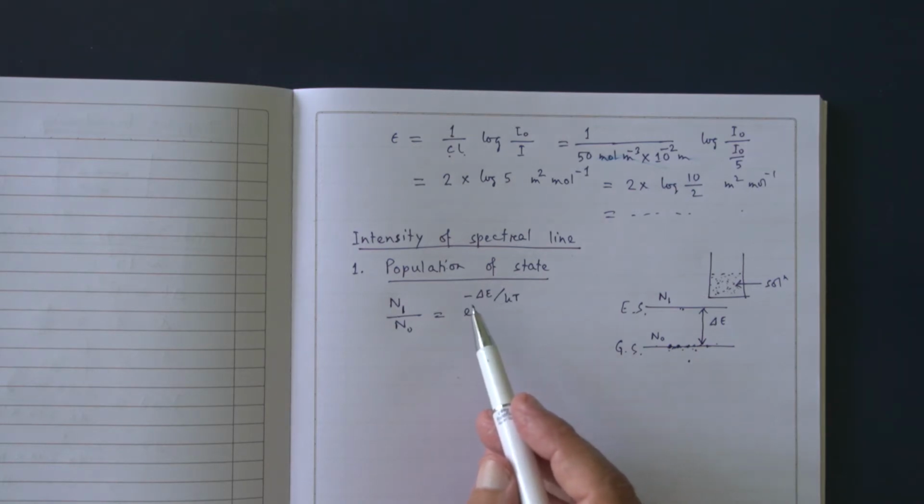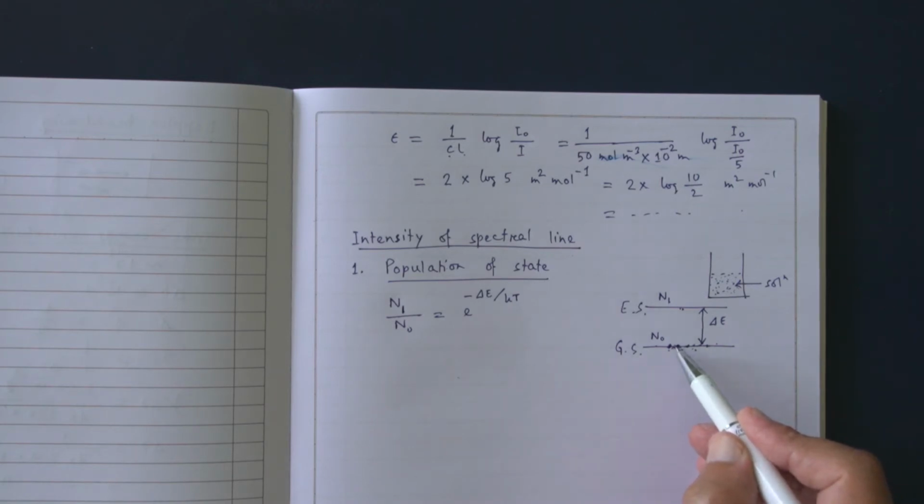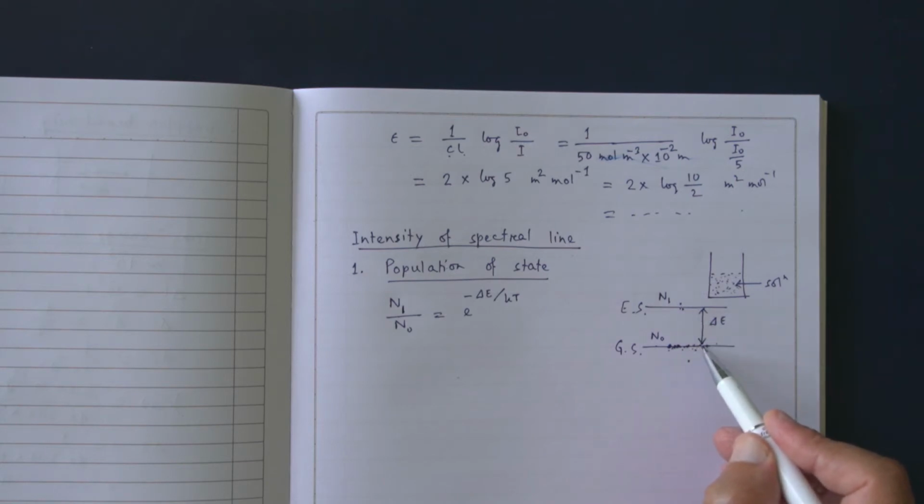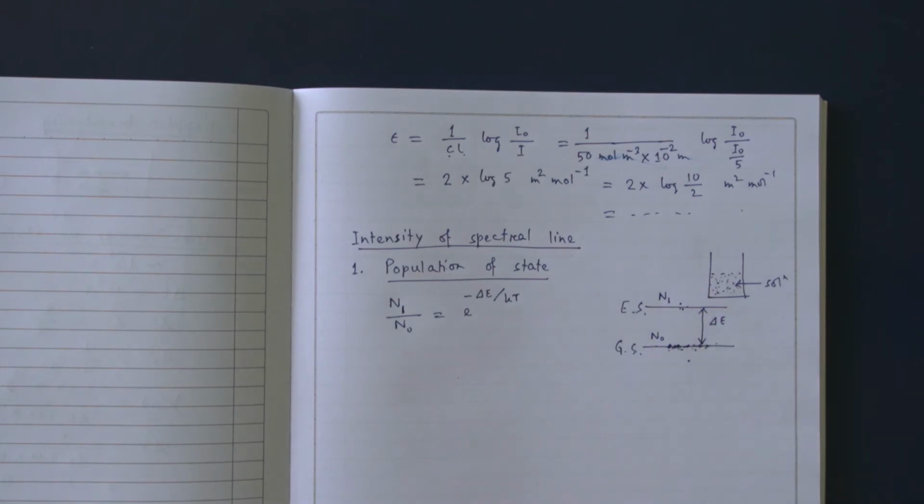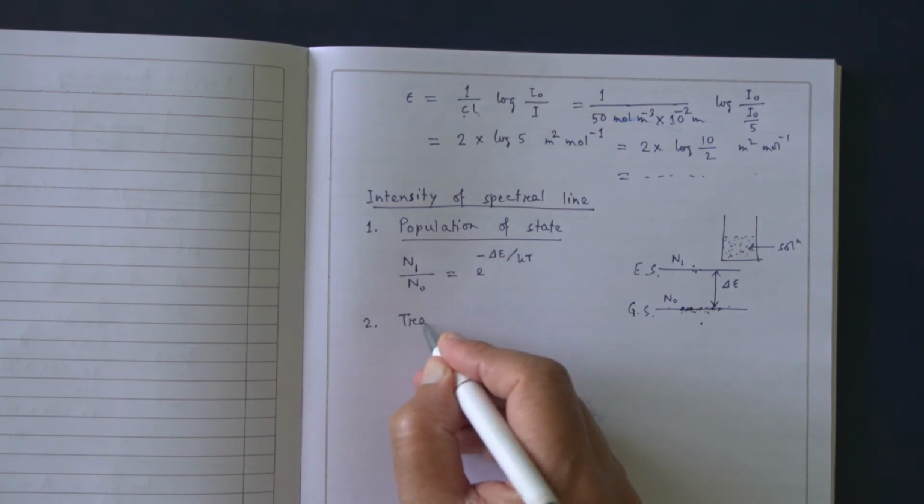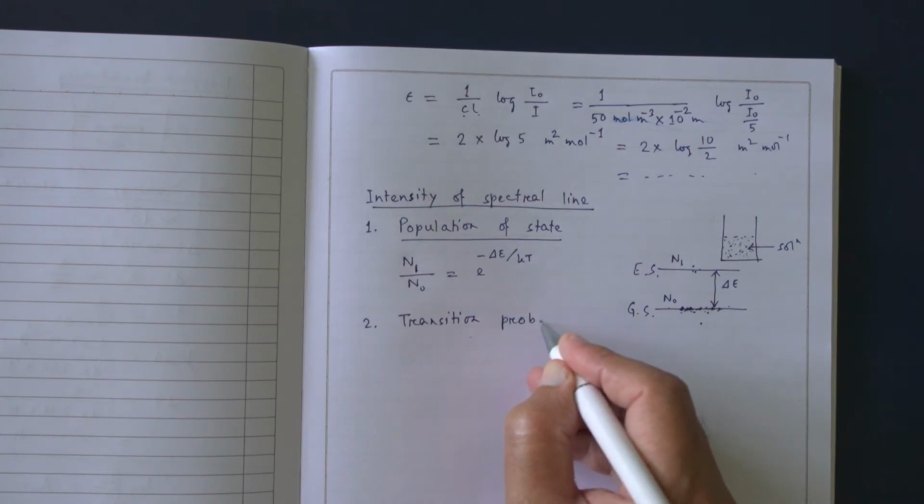Now, what happens is that if you increase the temperature, then molecules will come over here. That means there will be fewer molecules in the ground state. At lower temperature, more molecules will be in the ground state. More molecules means the intensity of the spectral line will be more. So this is known as the population of state. Number 2 is transition probability.